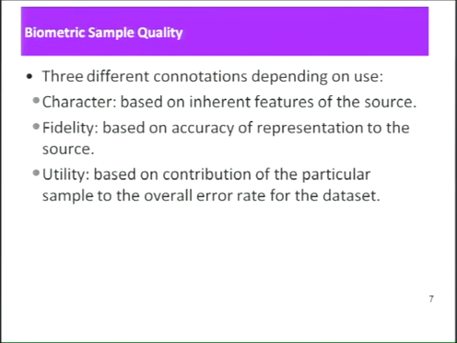And the third connotation is utility, and you'll see an example of this later on that I used for my PhD research work. Utility is defined as the contribution of the particular sample to the error rate of the data set. So once you introduce a sample into an existing data set, what is the effect on error rates of the entire data set? Do the false match rates increase? Do the false non-match rates increase? So just the matching accuracy of the entire data set, what happens to it?